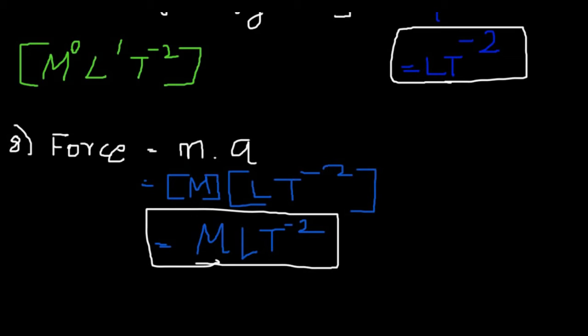How this is happening means, here there is no M in acceleration, so it is considered as M power 0. Here there is an M power 1, so 1 plus 0 is the same as 1, so we get M power 1, which is the same as M, and L comes the same, and T power minus 2 also comes the same. So M L T power minus 2 is the dimensional formula of force.